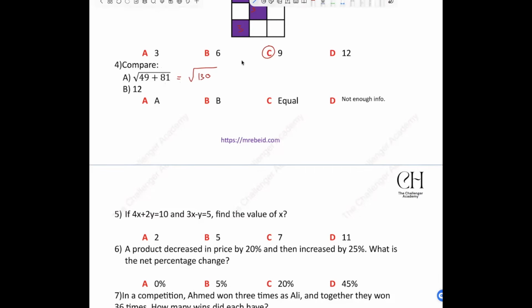Now make both sides squared. This side is squared, and this one also squared. So you will cancel the power 2 with the square root, so it will be 130. And 12 squared, which is 12 times 12, you know that it's 144. So B is greater, the answer is B. Let's move to question 5.